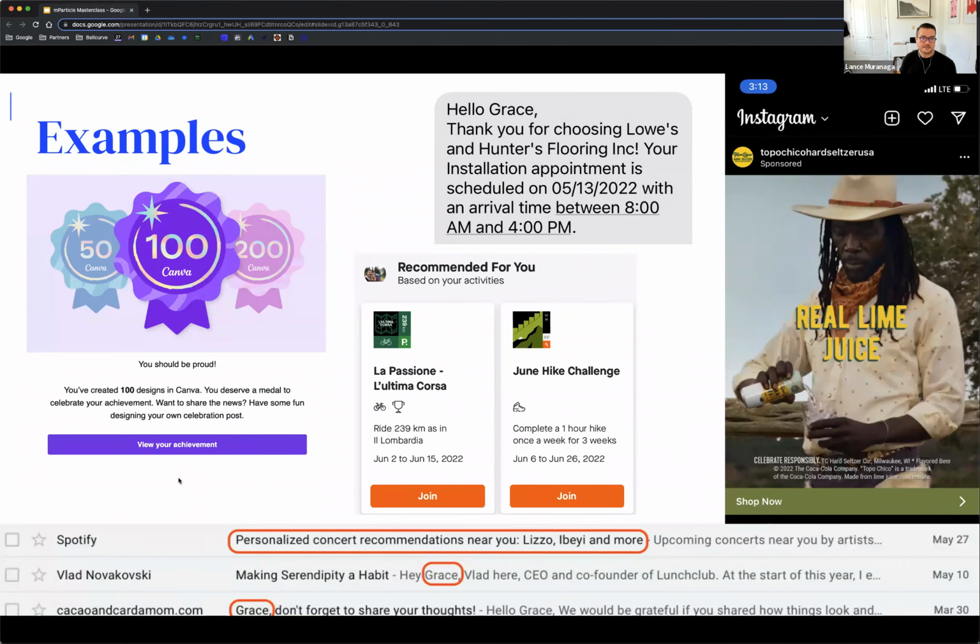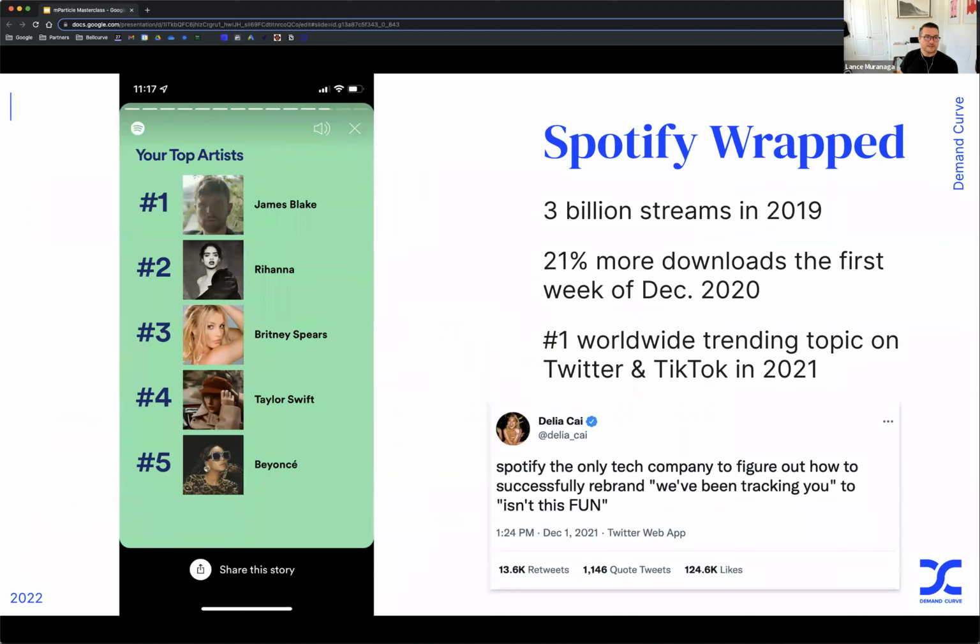This is arguably the most famous example and really has been the case study for personalization over the past few years: Spotify's Wrapped. Since 2019, 3 billion streams and counting. It led to 21% more downloads in the first week that it launched way back when. And adjacent to that, it led to being one of the top worldwide trends on TikTok, Twitter, and Facebook. This is where personalization hits scale.